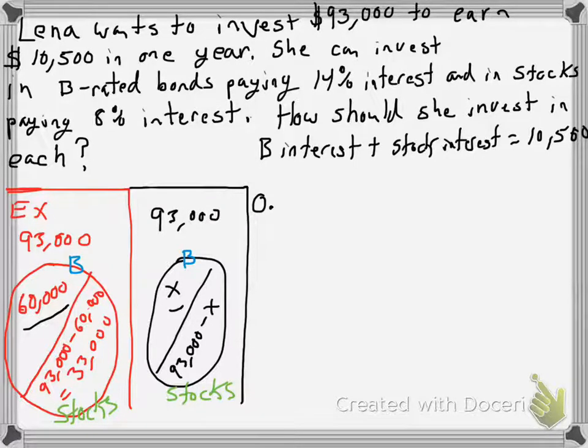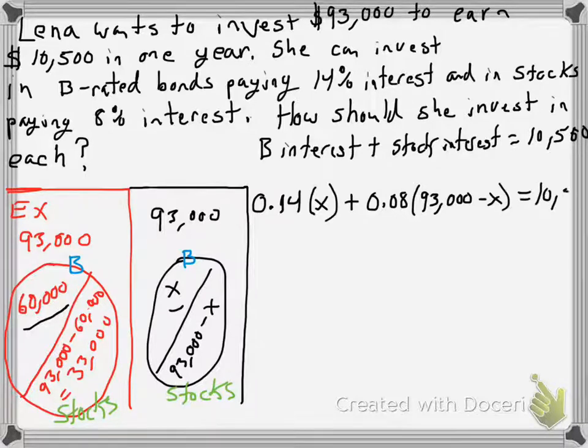So the B interest rate is 14%, and we're going to invest X into it. The other one has an interest rate of 8%, and we're going to invest the rest of that $93,000 into it, and that is going to equal our total interest, $10,500.